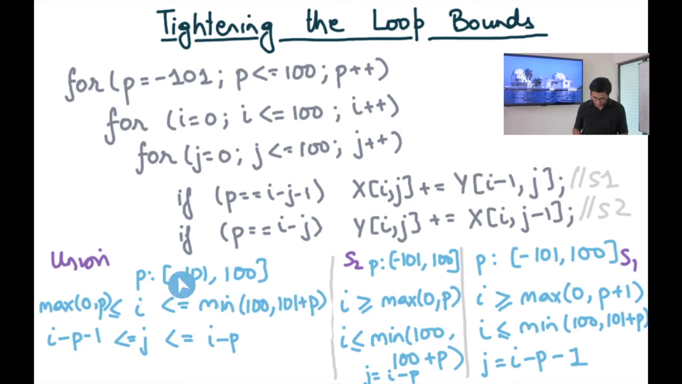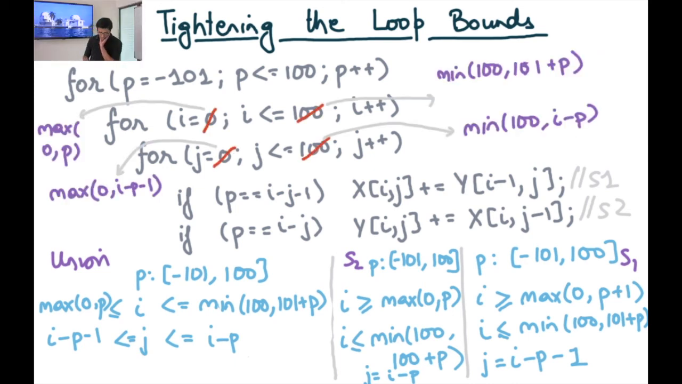So finally, the union looks something like this. P is between minus 101 and 100. I is between max of 0 comma P and min of 100 comma 101 plus P. So the lower bound is coming from S2 and the upper bound is coming from S1. And similarly, J is between I minus P minus 1 and I minus P. Once again, the lower bound is coming from S1 and the upper bound is coming from S2. And now I can rewrite my code to obtain the final generated code. The final generated code basically just changes the lower bound and the upper bound for the two loops in this loop nest. I is from max of 0 comma P to min of 100 comma 101 plus P, and J goes from I minus P minus 1 to min of 100 comma I minus P. So this is our new generated code.